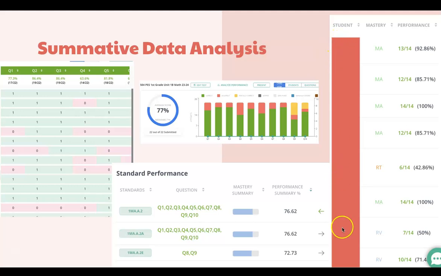Right here is my list of students, and it shows me if they mastered a particular standard, if they need to be retaught, or if I need to go back and revisit as well.